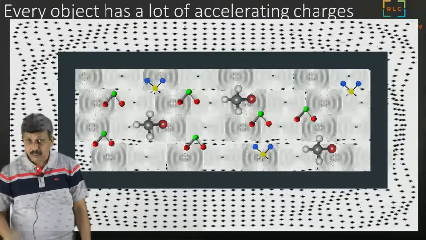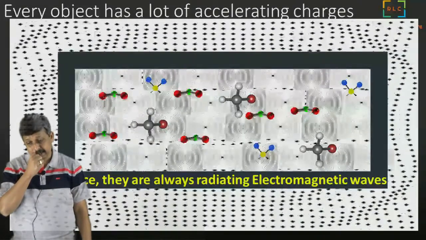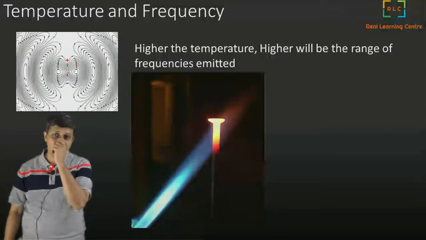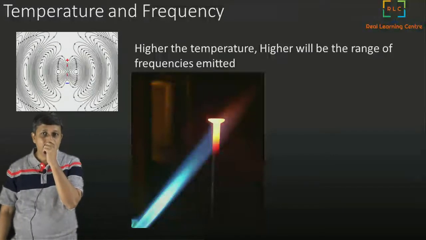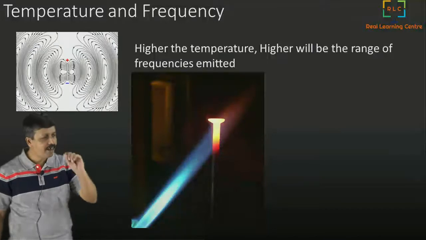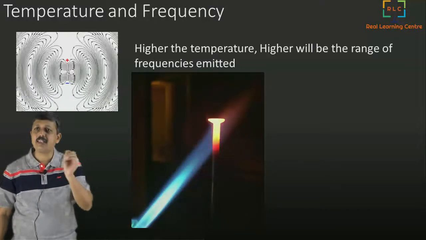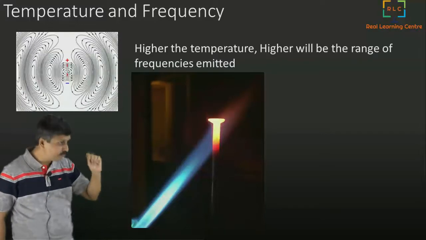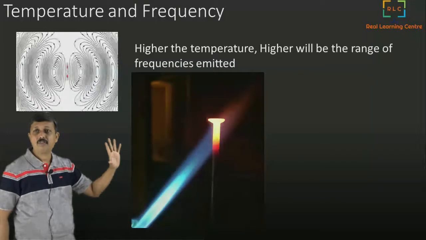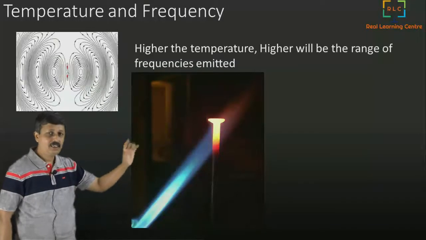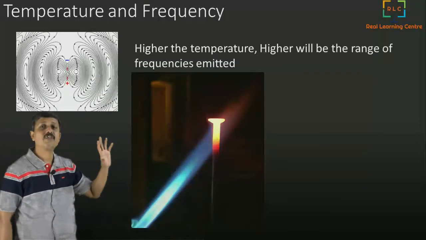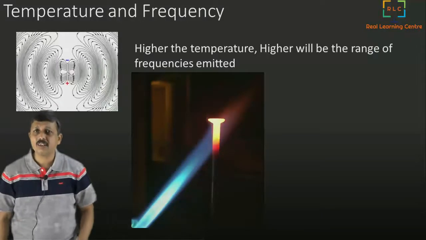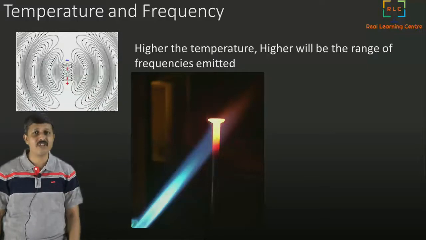Now, what is the kind of electromagnetic wave that comes out? So this kind of jiggling, how fast it jiggles, will ultimately determine what kind of wave it sends out. If it jiggles very fast, it sends out a wave whose frequency is very high. If it jiggles slowly, it sends out a wave whose frequency is low. Now why should we worry about the frequency of it?